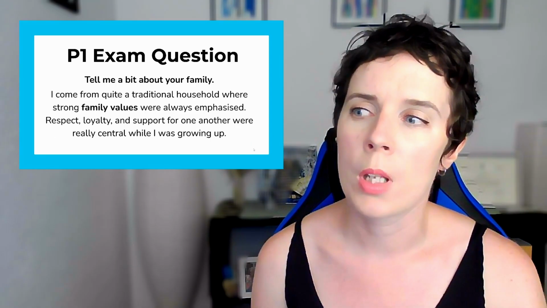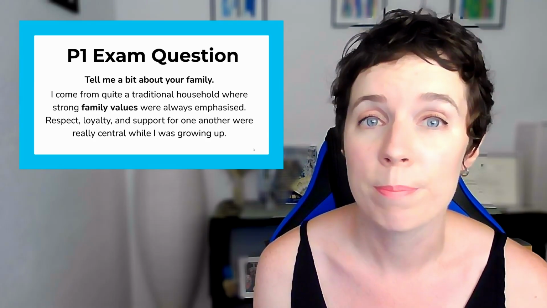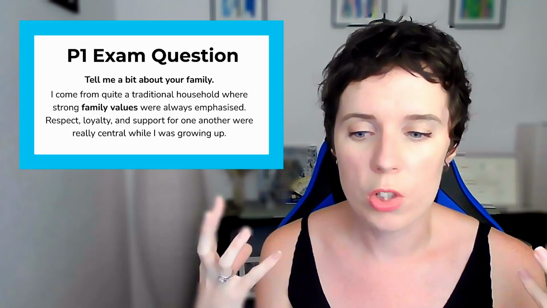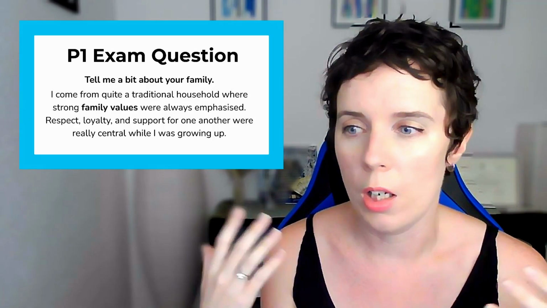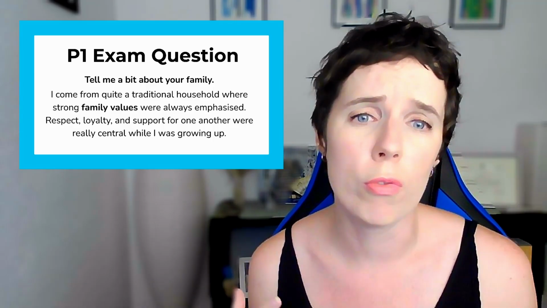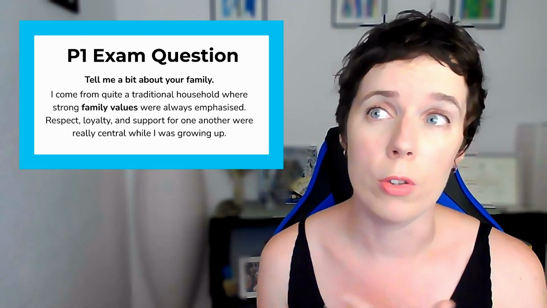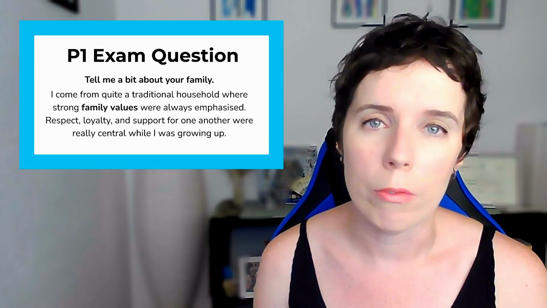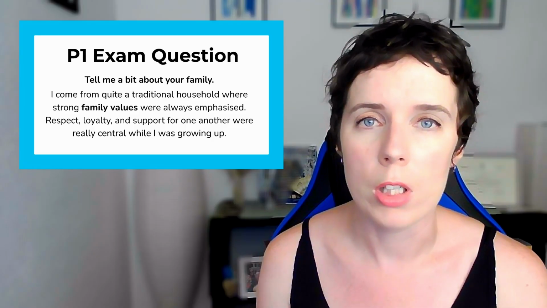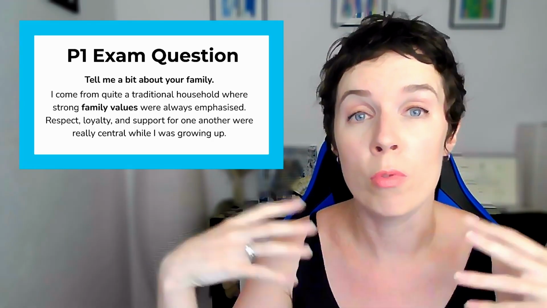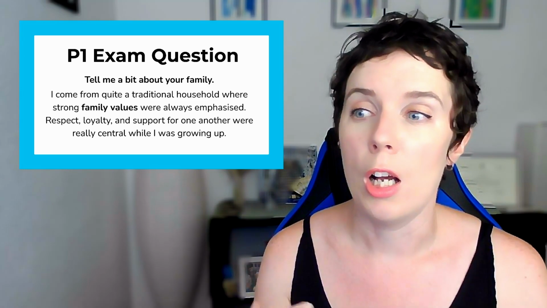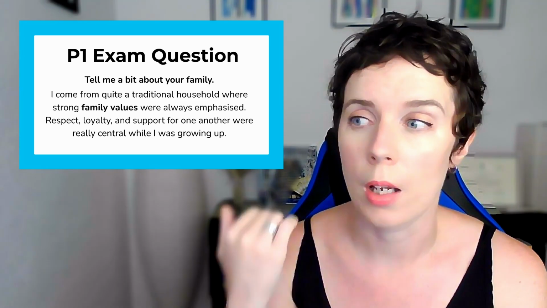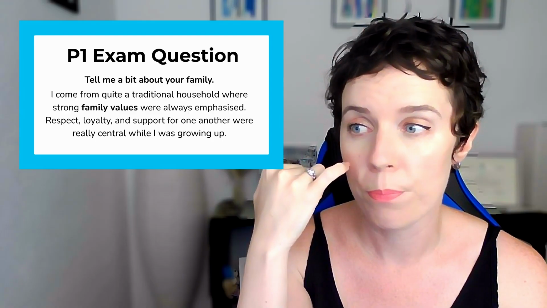Next one, they might just say, tell me a bit about your family. Okay, so again, when you're in the speaking exam, you don't want to just say, we have a good relationship because we like each other. It's very low-level vocabulary. You need to be using, like I said, a range of vocabulary, a range of collocations, some phrasal verbs if you can. Okay, so these are going to help you that way.